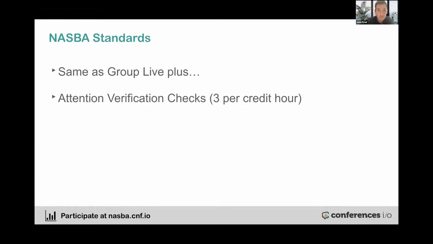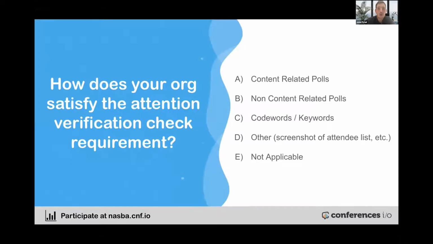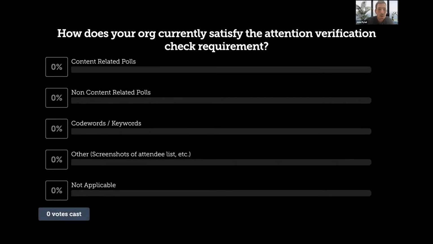So I want to do another poll question now, and find out how your organization is currently satisfying the attention verification checks. Are you doing content-related polls or questions that are tied to the content? Are you using polls that are not related? It could be as simple as, are you still here, or just random questions. Are you doing the code words route, or maybe something else? We'll go ahead and launch that poll. Let's see what the group says.